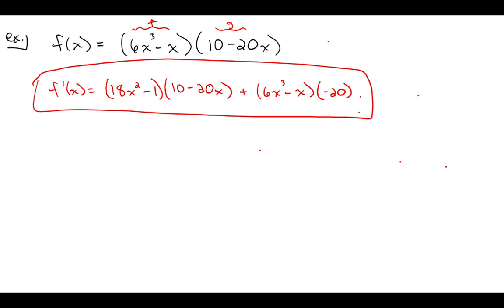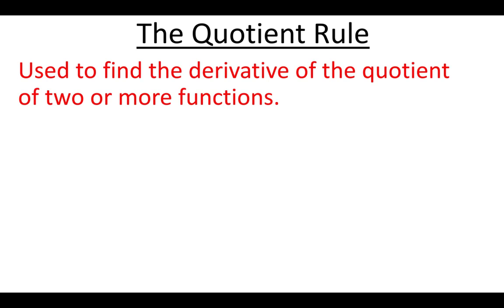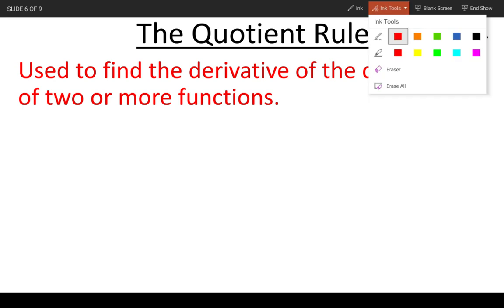All right, that is our first rule, the product rule. The next rule is kind of similar. It is called the quotient rule. So if product was representative of multiplication, quotient, as you can probably imagine, is for division. So we use this to find the derivative of the quotient of two or more functions, generally just two functions.